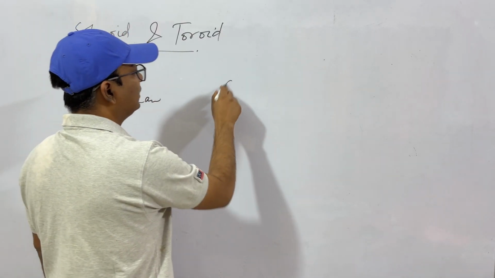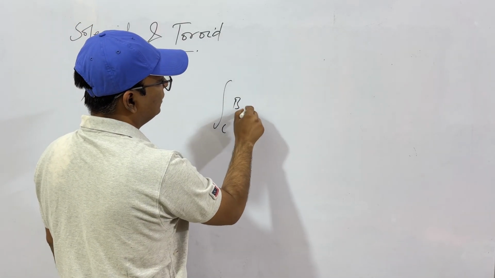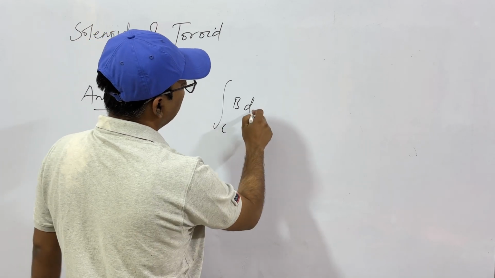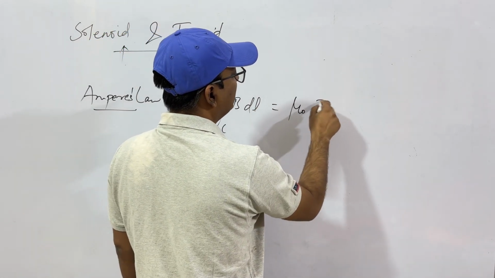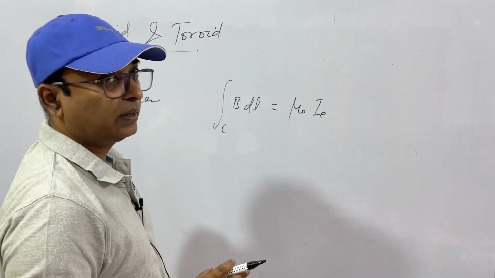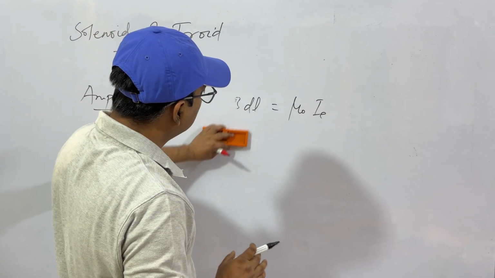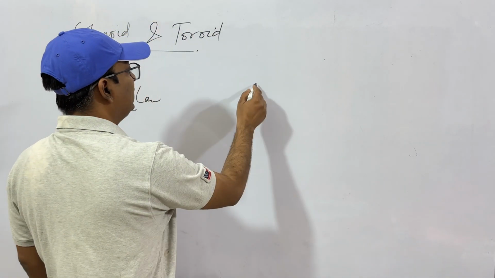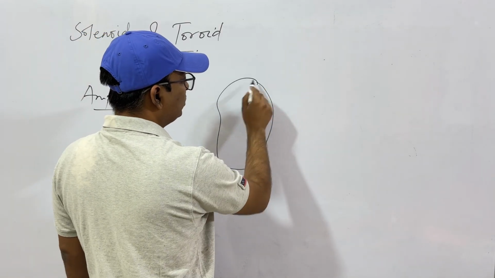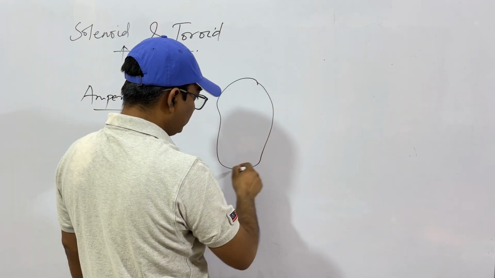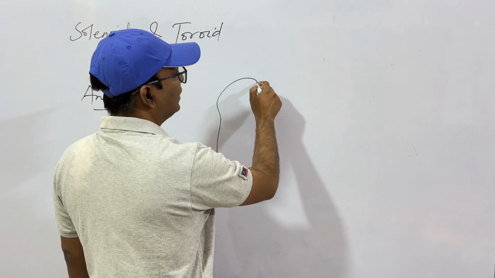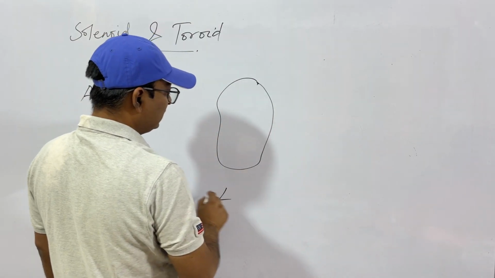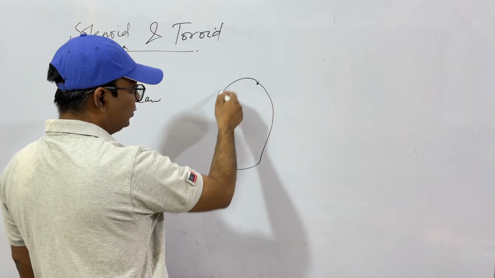Ampere's law said that the closed integral of B dL is equal to mu 0 into I enclosed. This is your Ampere's law. So what is the meaning of this? The meaning is, let's say we have a closed surface, and if you start from here and calculate the length, it comes to, let's say, L. This is from here to here.